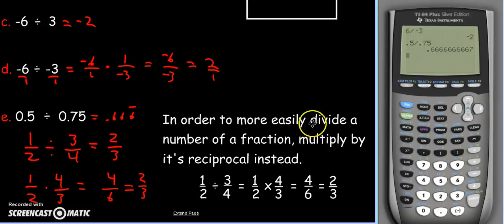In order to more easily divide a number by a fraction, excuse me, I write these things in advance and I forget to proofread. In order to more easily divide a number by a fraction, multiply by its reciprocal instead. For instance, 1/2 divided by 3/4 is equal to 1/2 times 4/3, which is equal to 4/6 or 2/3. So it's the same thing.